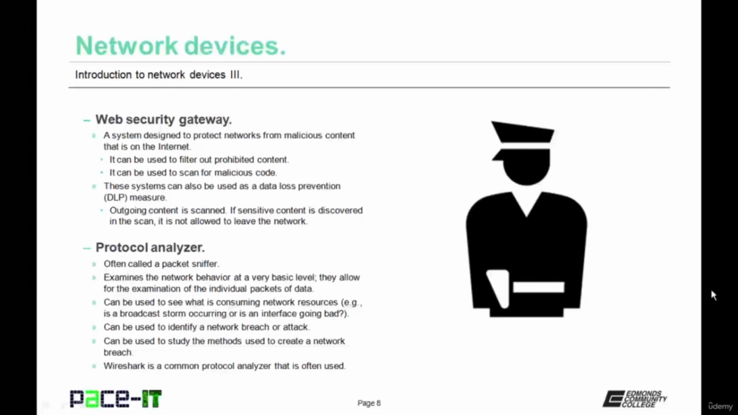In some cases, these systems can also be used as a data loss prevention measure. In these cases, all outgoing content is scanned. If sensitive content is discovered in the scan, it's not allowed to leave the network. This helps entities to keep their secrets within their own networks.